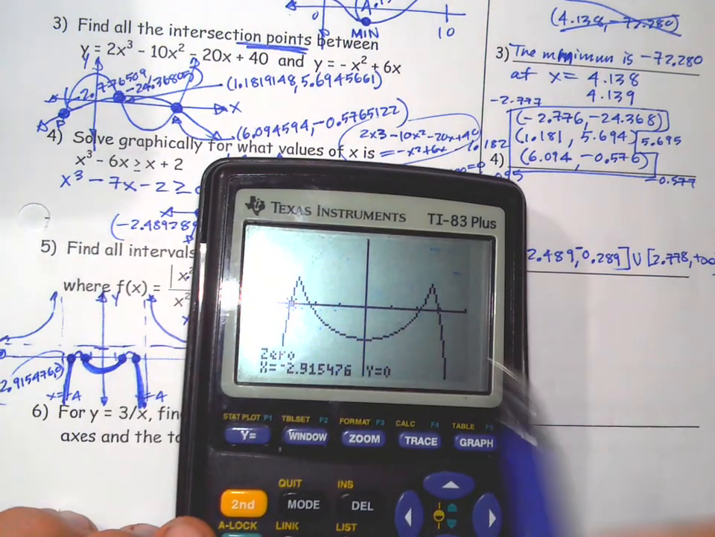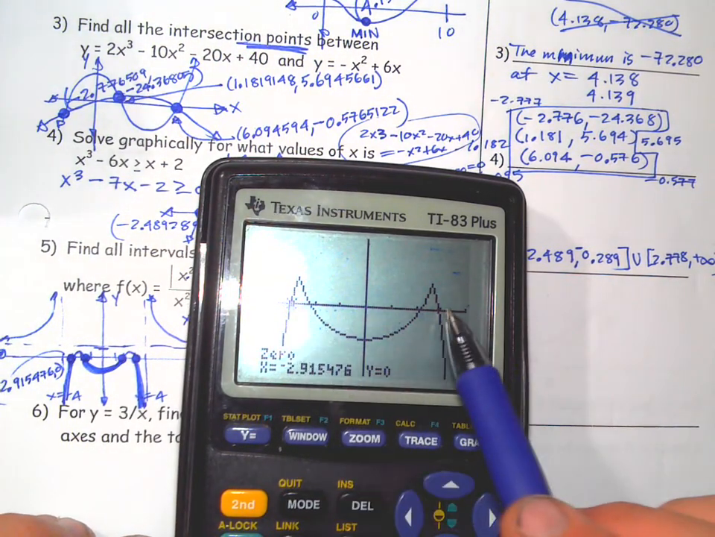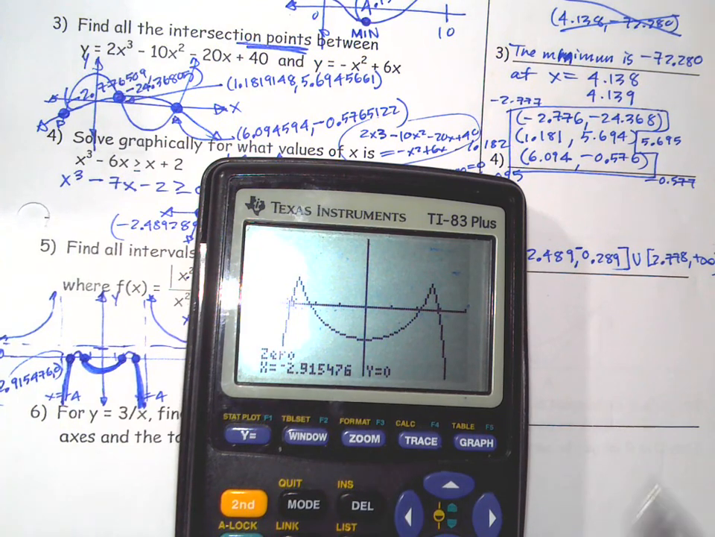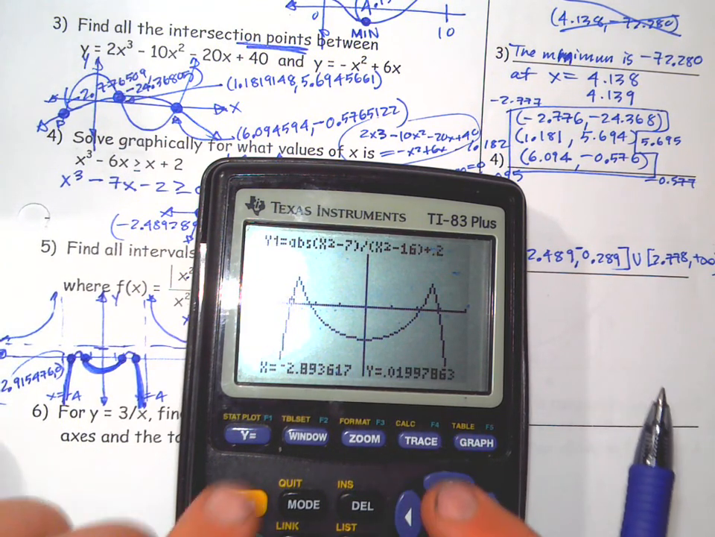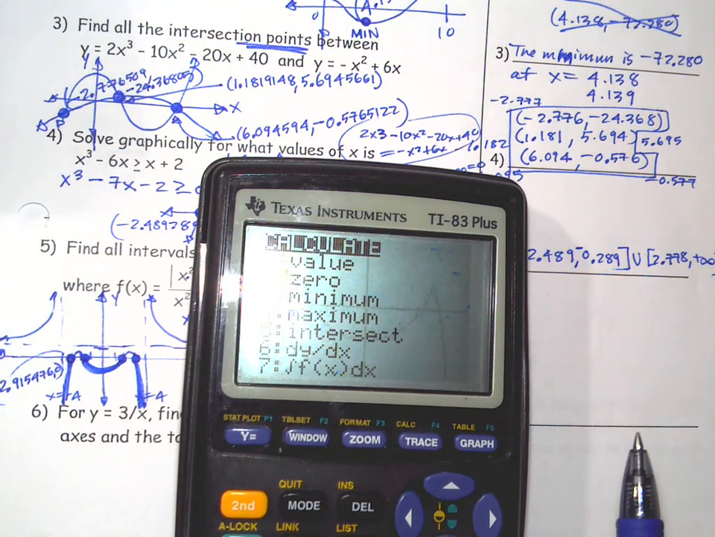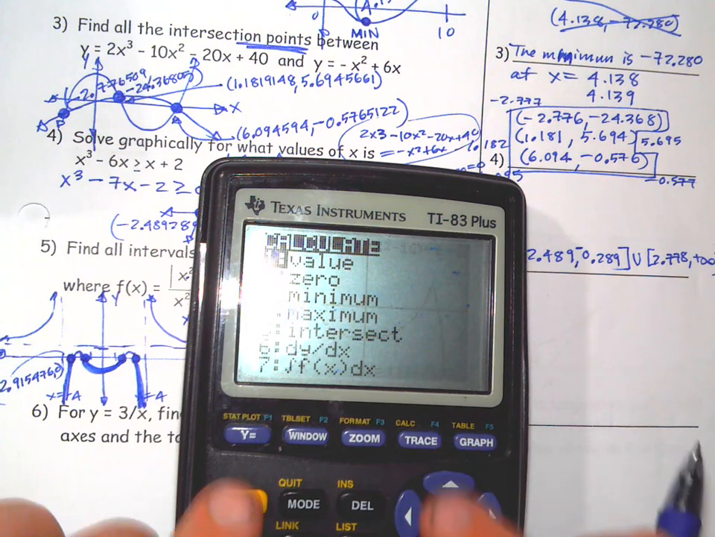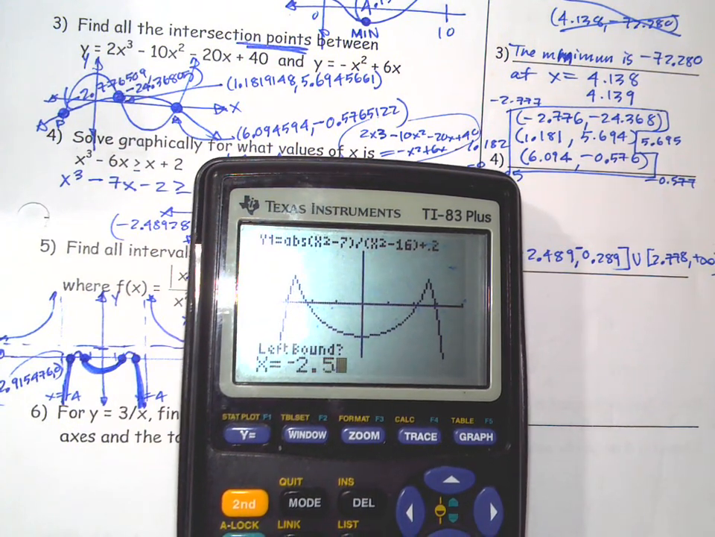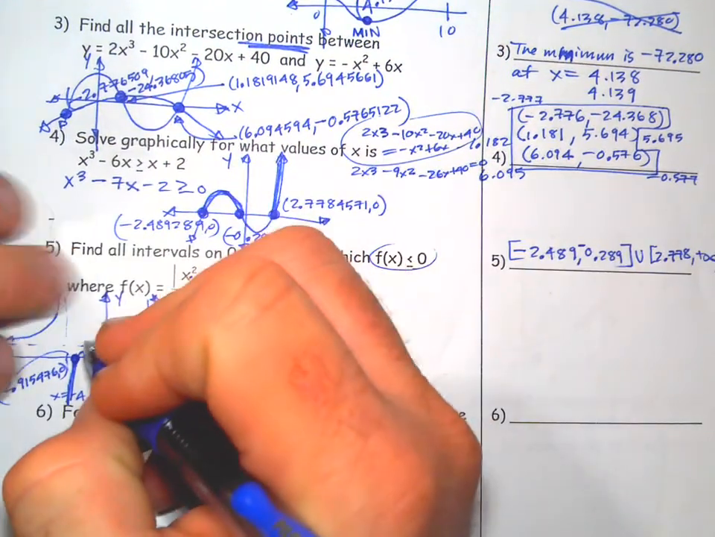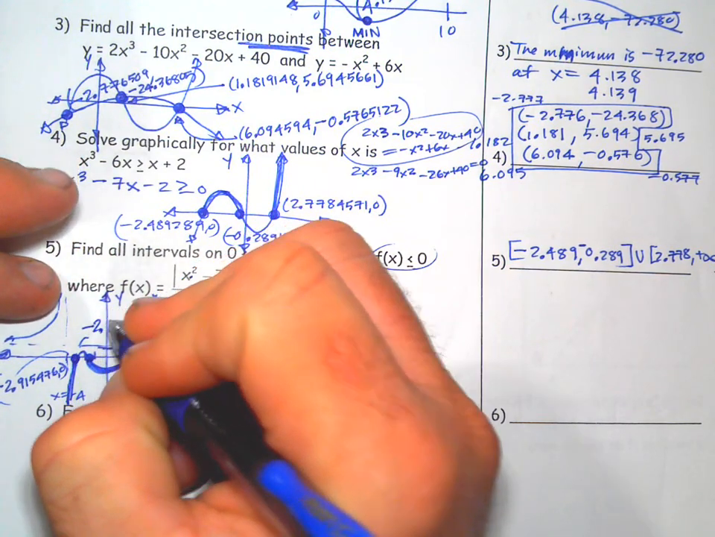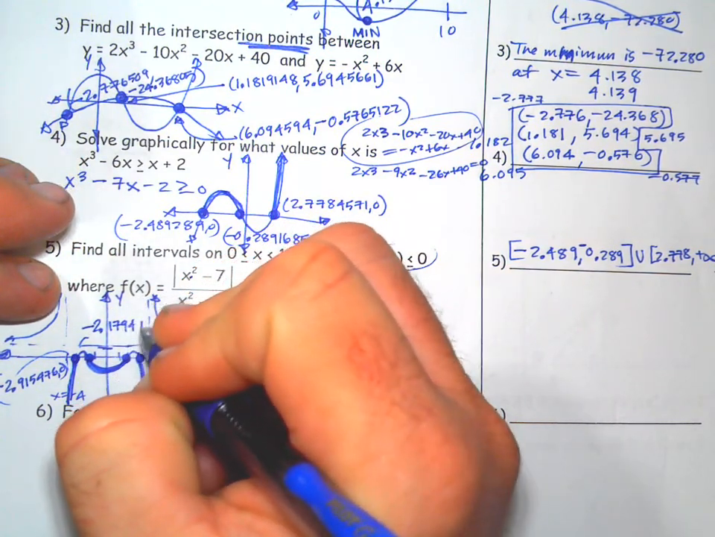I kind of want to bet, I feel like this guy over here is probably positive 2.915476. Second calc, 0. This one looks around -3, so we say -3.5 to -2.5. Nope, that's not what I'm going to do. -2.5 to -1.5, guess -2. Okay, so this one is -2.179449, 0.